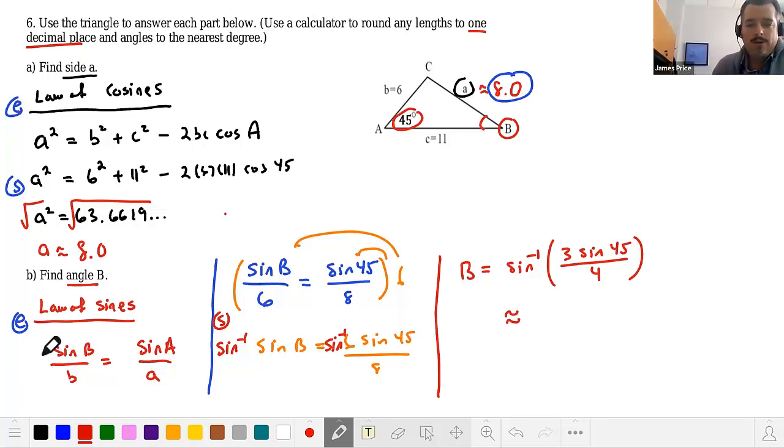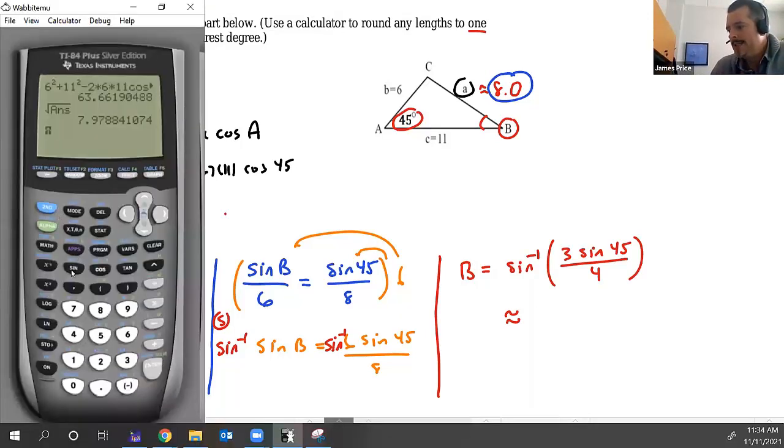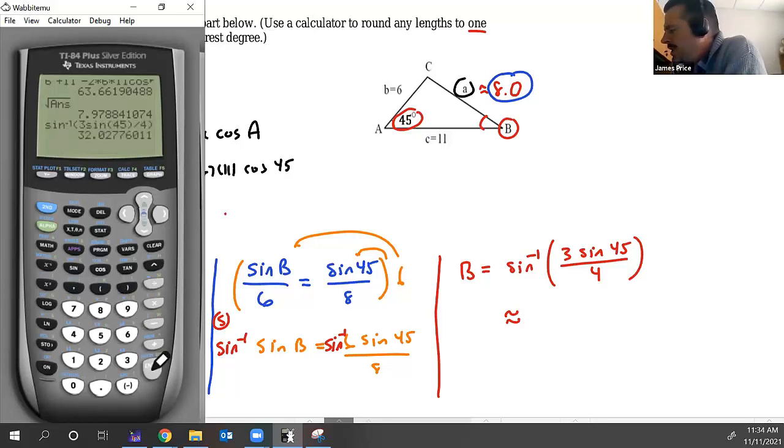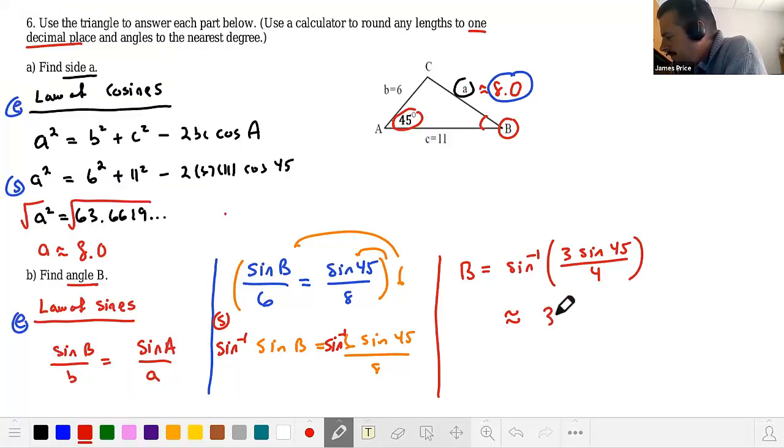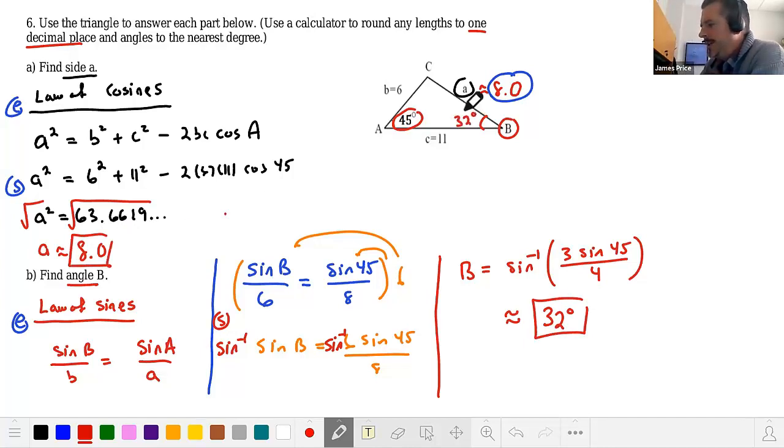And now we'll use our calculator. It's in degree mode, remember, so that's what we want it in. So second sine inverse of 3, the sine of 45, in parentheses, divided by 4, in parentheses, hit enter, and out spits 32 degrees approximately. So there's our answer for that one, to the nearest degree, 32 degrees. And so this one says angle to the nearest degree.